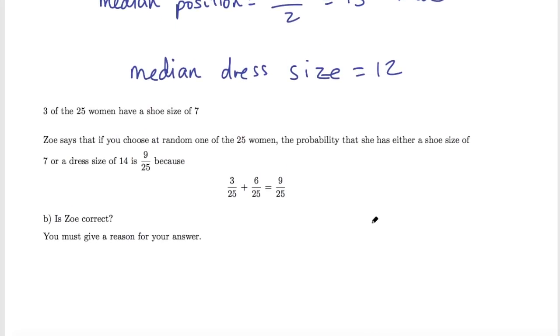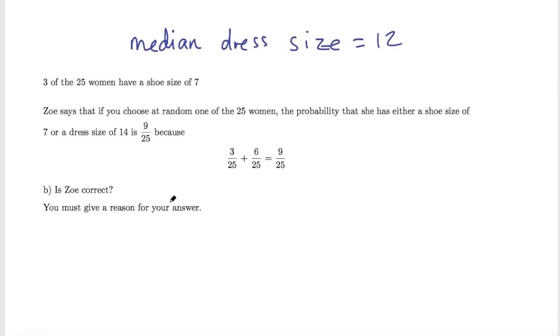Okay, the second part of this question says 3 out of 25 women have a shoe size of 7. Zoe says that if you choose at random one of the 25 women, the probability that she has either a shoe size of 7 or a dress size of 14 is 9 out of 25, because 3 over 25 plus 6 over 25 equals 9 over 25. Is Zoe correct? You must give a reason for your answer.